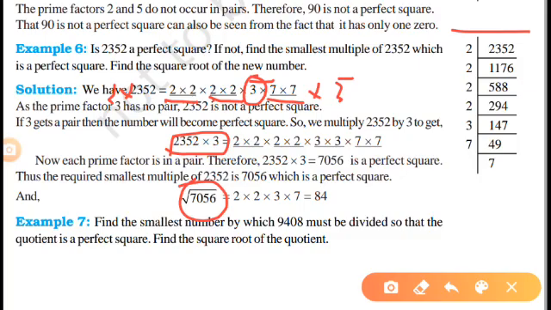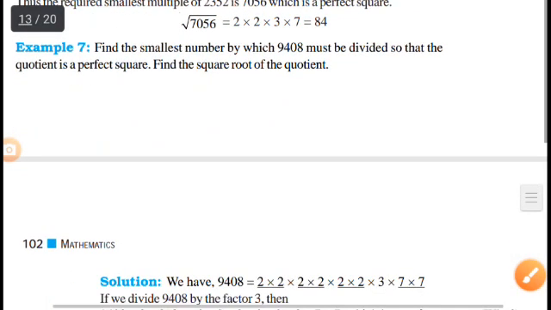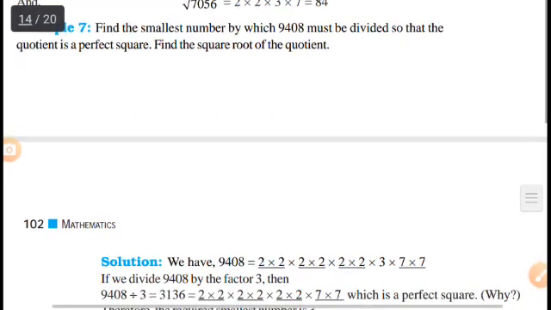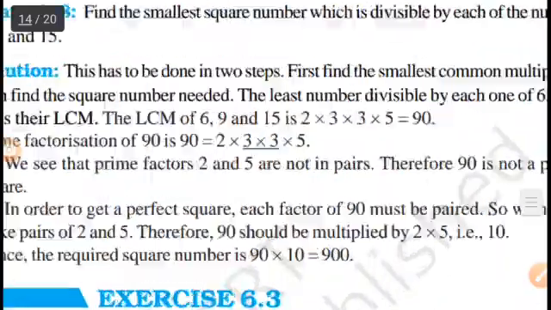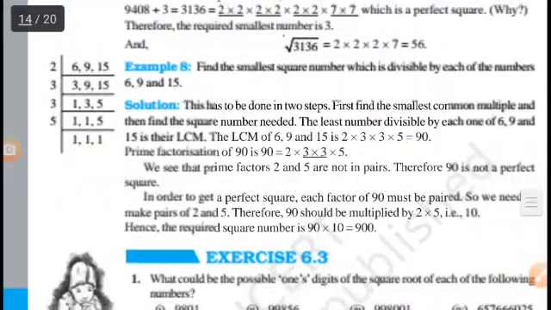So it comes to be 7056, and for the square root we take only one element from each pair: 2, again 2, 3 from this pair and 7 from this pair. So the answer is 84. So 84 is the square root of that number, and the multiple of 2352 is 7056. Okay, in this way you can solve example 7 and this is easy. So now you are familiar with how to find the square root of any number.